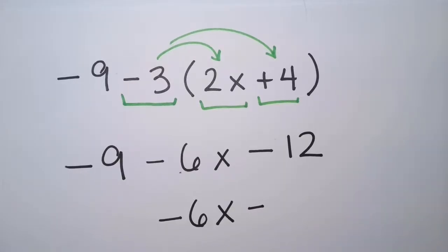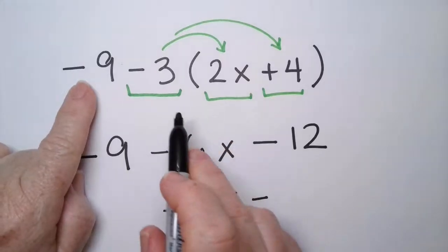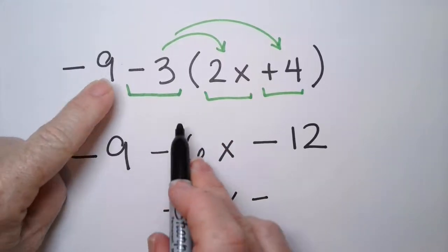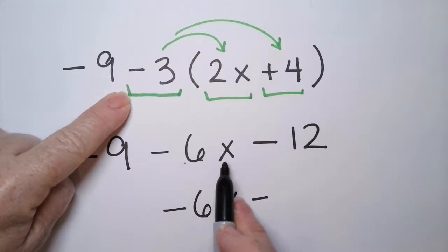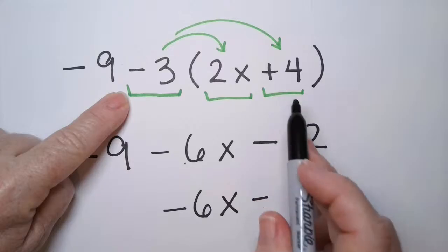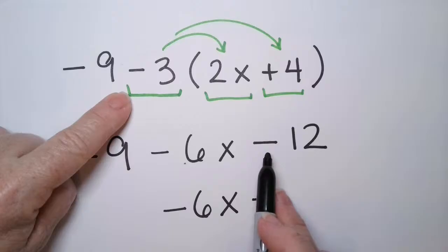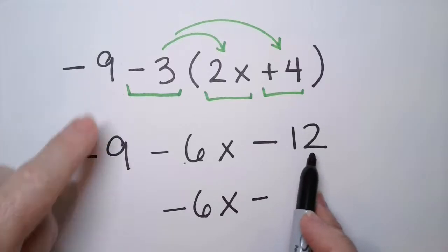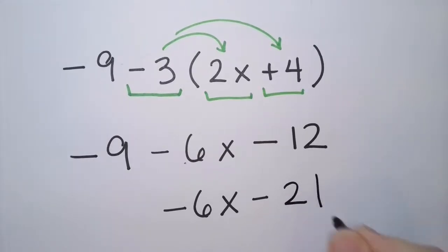Okay, how'd we do? Did you get close? So I stopped writing here. Minus 9 gets dropped down. Minus 3 times a positive 2, that's going to be a negative 6. And don't forget the x. Minus 3 times a positive 4. Okay, there's only one sign here. It's an odd number, so it's a negative. 3 times 4 is 12. Okay, and so I have a 6x. And then I have a 12 and a 9, that's a 21. Did you get that?